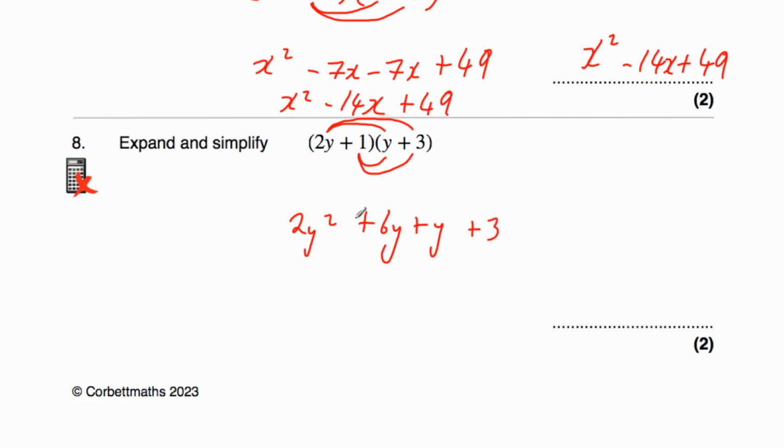So we've got 2y squared plus 6y plus y plus 3. Well, adding the terms in the middle, 6y plus y would be 7y, so it's going to be 2y squared plus 7y plus 3. So the answer would be 2y squared plus 7y plus 3.